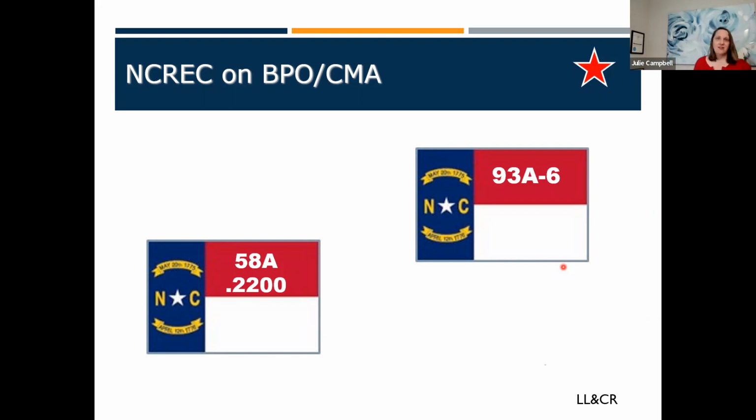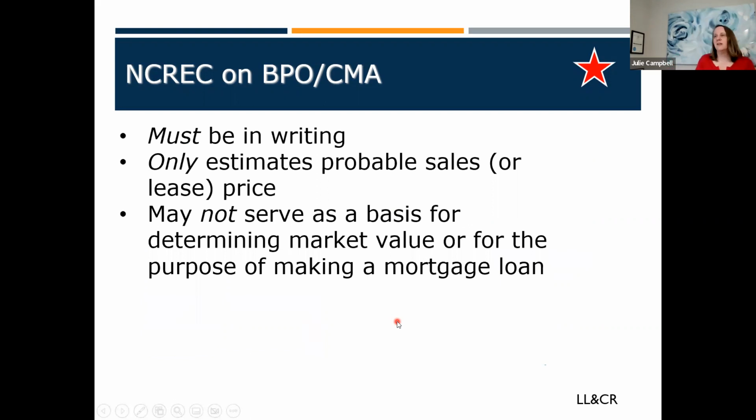It's got its own section. Again, you guys, I just have these here as references, but I do always find this interesting. A lot of things are covered under license law or Commission Rule. BPOs and CMAs are one of those things that's covered under both. So in the Real Estate Commission's weighing in, they say whenever we're doing a BPO or CMA, it must be in writing. Make sure you're only saying words such as probable sales price. And know that we can never perform a BPO or CMA for the purposes of determining market value to originate a loan. That is the appraiser's job.